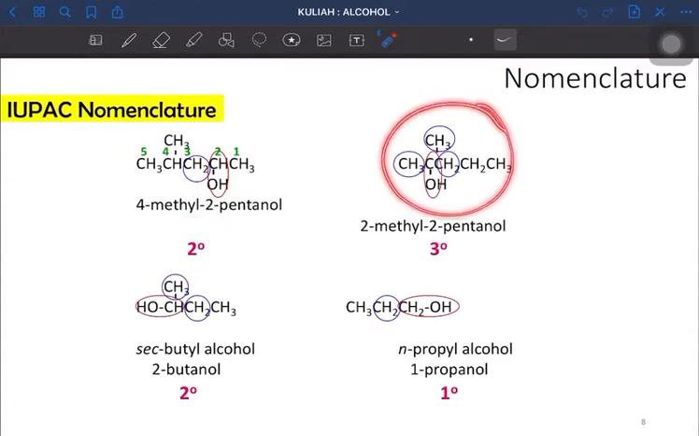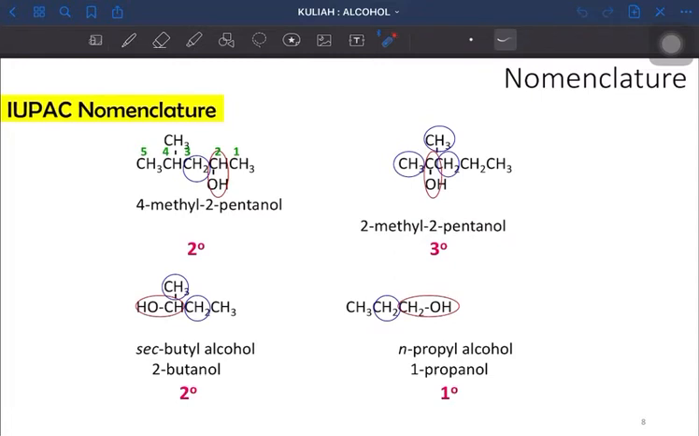Okay, for this one here, we have 1, 2, 3, 4, 5, same, pentanol also, and it is attached to carbon number 2, so 2-pentanol. And then I think this one moved a little, it should be here. So it should be 2-methyl-2-pentanol. So this one is actually here. Alright, so this is a tertiary alcohol because the OH is bonded to a carbon attached to 3 other carbons. So this is a tertiary alcohol.